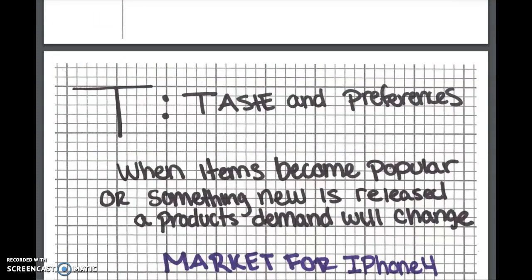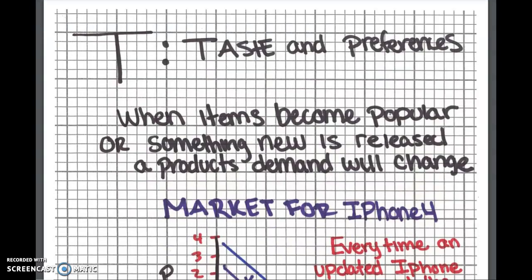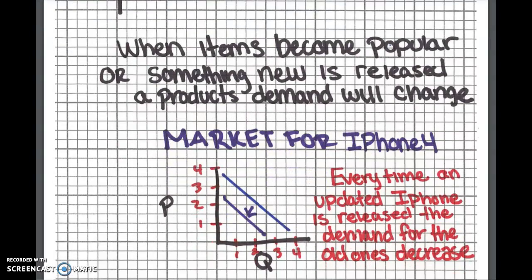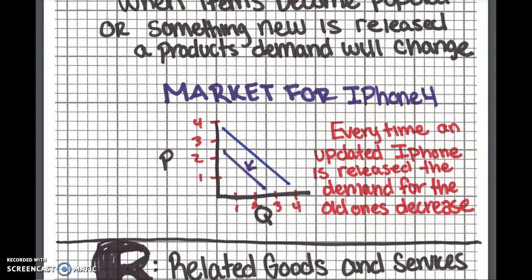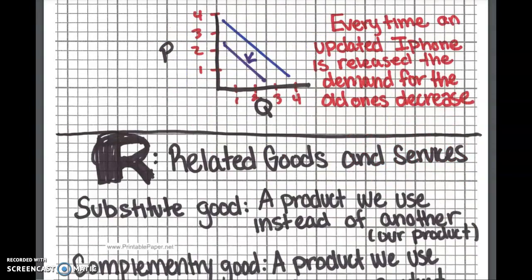So first up, tastes and preferences. Tastes and preferences are when items become popular or unpopular, or something new is released, or they get bad press, something like that. And it just changes how many consumers want it. All right, so a good example is the iPhone. Every time a new iPhone is released, demand for the old one plummets. So we see this line shift this way. We see it shifting to the left.